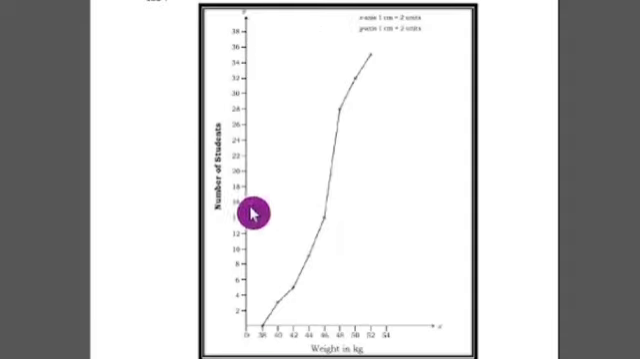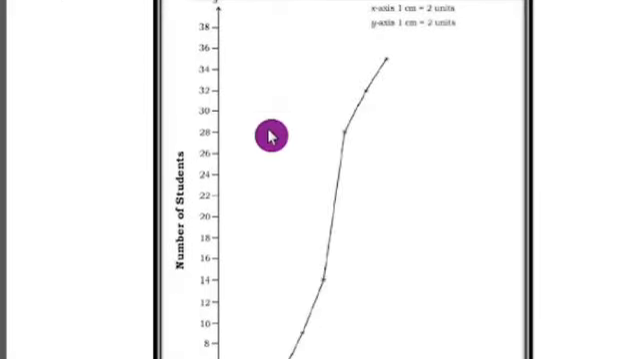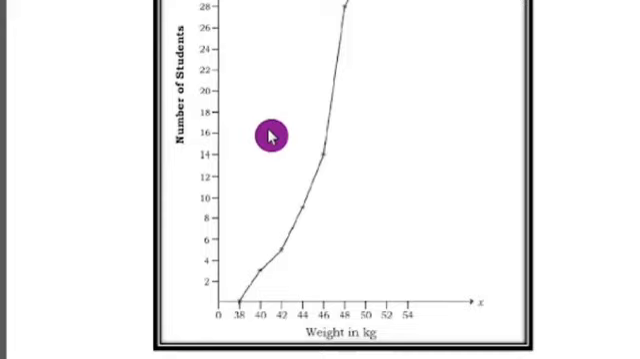See children, here you can see the OG diagram. You have to draw that. See here. So I have taken weight on the x-axis, and on the y-axis I have taken number of students. Please write the scale. X-axis 1 centimeter is equal to 2 units. Y-axis 1 centimeter is equal to 2 units.